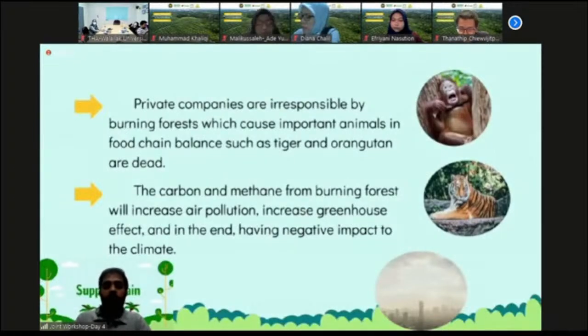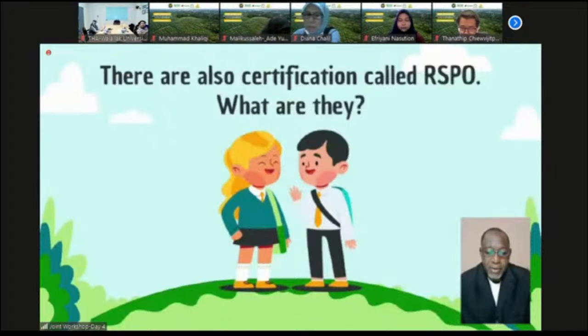By implementing the supply chain and considering the three aspects, economics, revenue, social welfare, and environment, it will support sustainability. Moreover, stakeholders such as government, manufacturers, and plantation owners need to work together to achieve a sustainable supply chain. Other than that, palm oil companies are encouraged to have a sustainable certification that has global standards. There are certifications called RSPO.